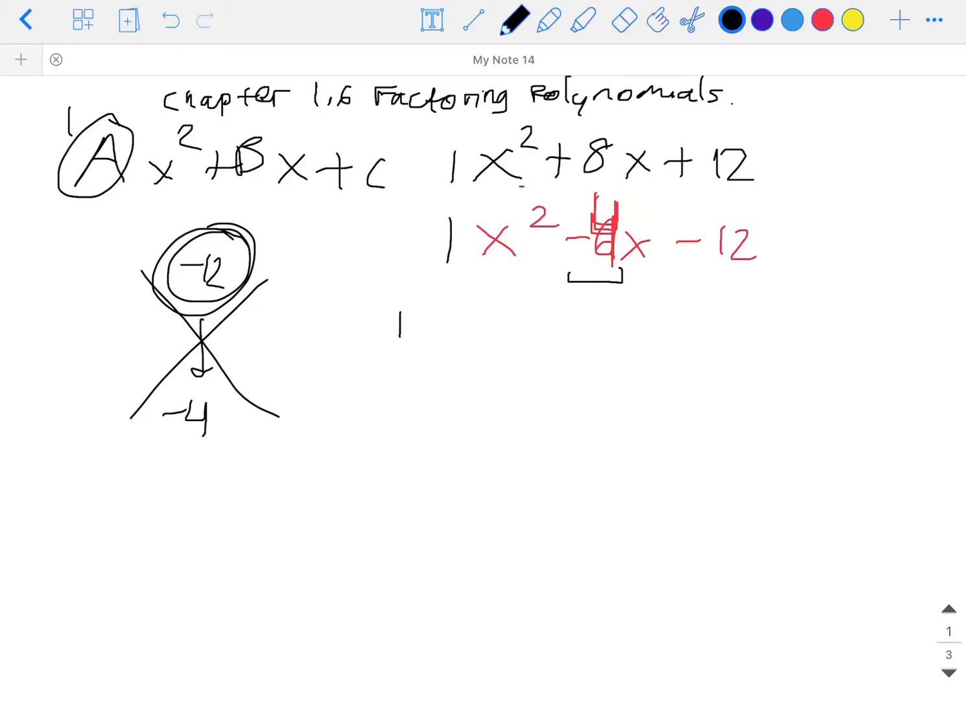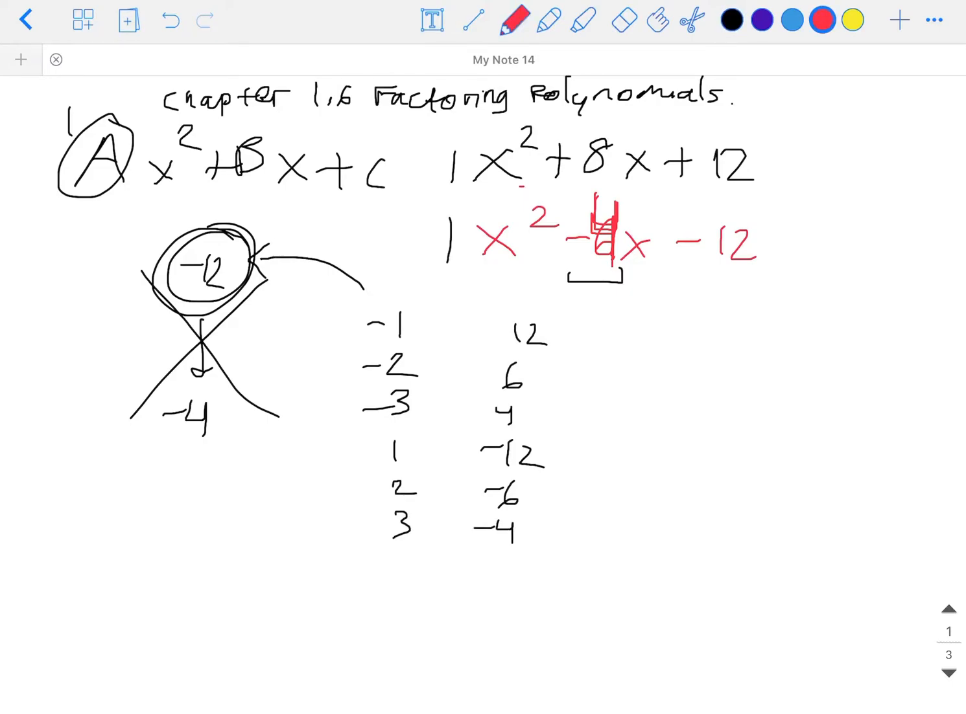So I'm going to lay out the terms, 1 times 12, 2 and 6, and 3 and 4. We notice that the product must be negative, so one of the terms must be negative, but it seems like we can also apply the sign to the other side. 2 and negative 6, and 3 and negative 4.